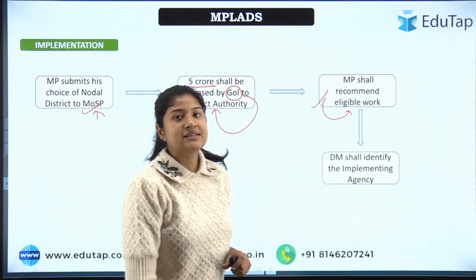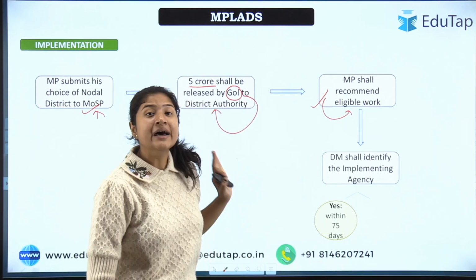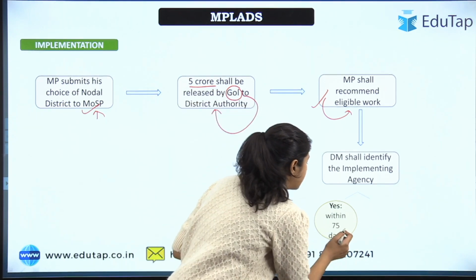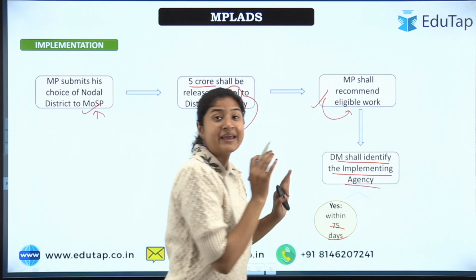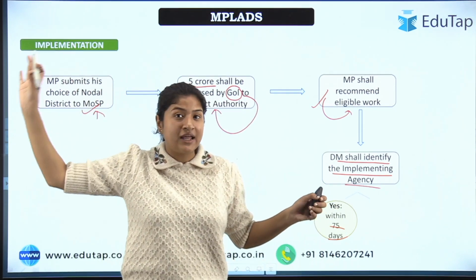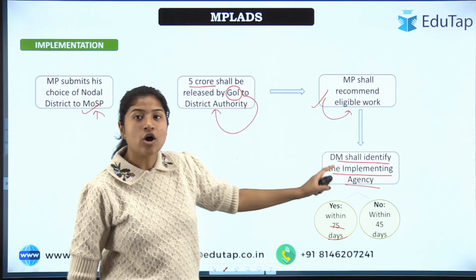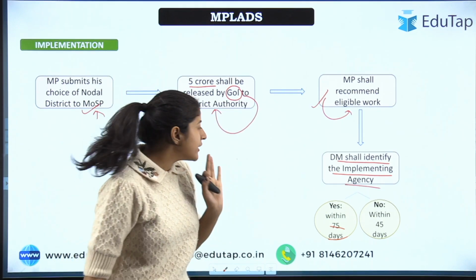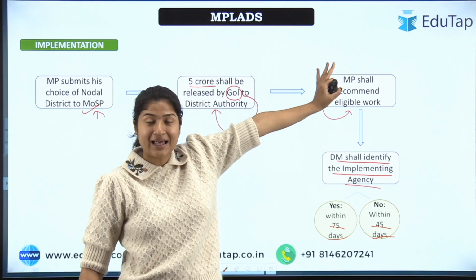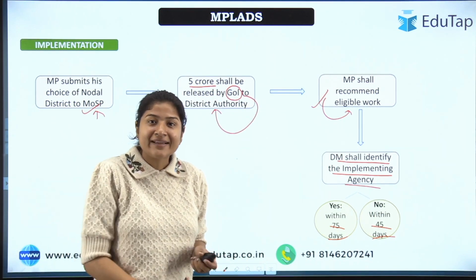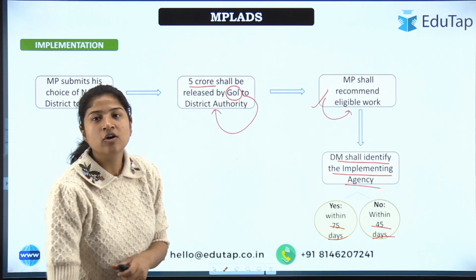Now there are two cases that can exist. First, the DM likes the idea. In such cases, within 75 days, the DM has to identify the implementing agency which would work for that particular cause. But if the DM does not like the idea of the MP, he has to reply to the MP within 45 days that due to so-and-so reason, we feel this work is not workable, or this particular suggestion does not work.